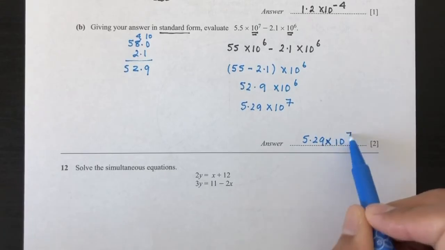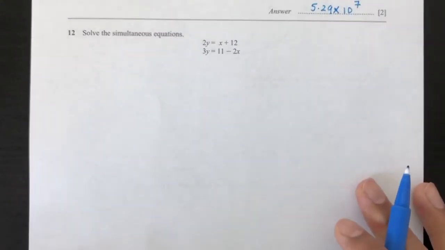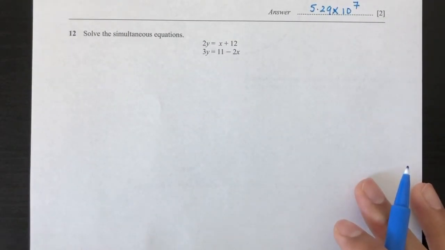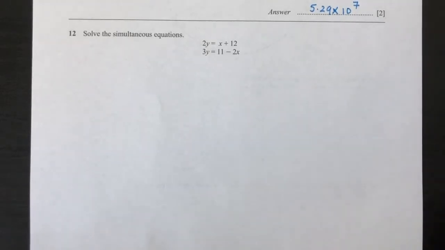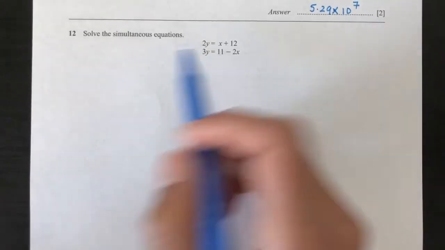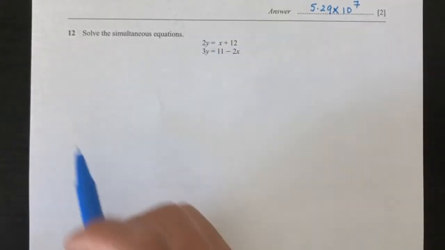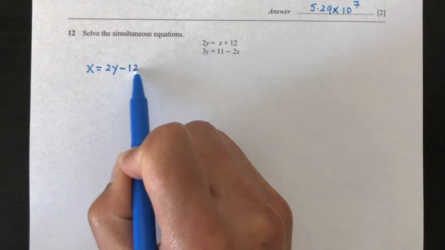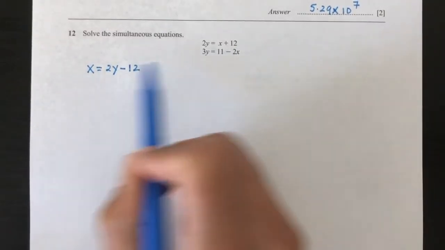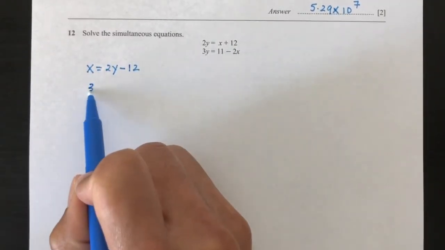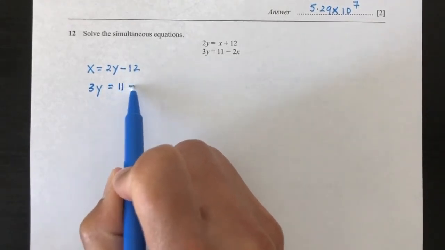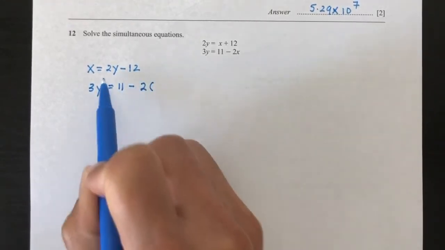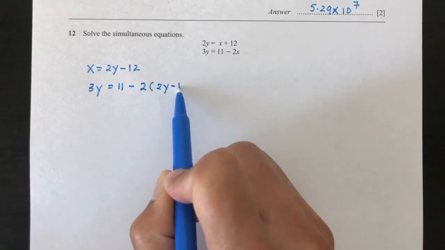Okay, so question 12, we have to solve the simultaneous equation. So you can do it by two methods. One is elimination and one is substitution. So I will choose my favorite one, which is substitution. So first one, I will make x become your subject of formula. x will be 2y minus 12. Right. Now we have to replace this x in this equation. You will have 3y equal to 11 minus 2x. x, you know, is equal to this one, 2y minus 12.